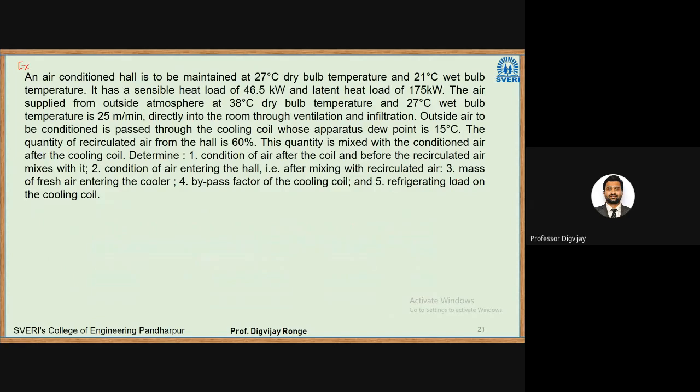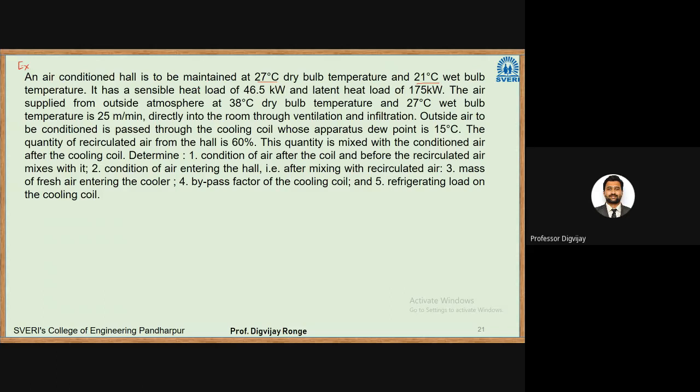So I will read it. An air conditioner hall is to be maintained at 27 degrees Celsius dry bulb temperature and 21 degrees Celsius wet bulb temperature. Now read the sentence. It is said that the air conditioner hall is to be maintained at 27 degrees Celsius DBT and 21 degrees Celsius WBT. So this is given here as your room conditions. Next, it has a sensible heat load of 46.5 kilowatt and a latent heat load of 175 kilowatt. Okay. So this is the sensible heat load and latent heat load.